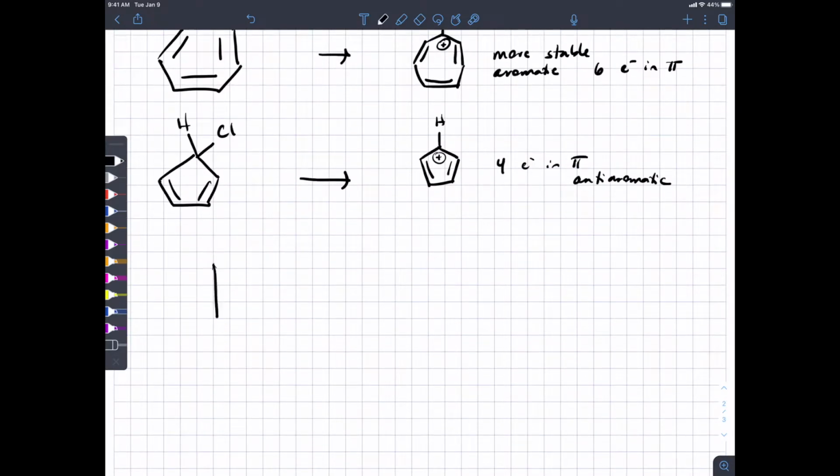cyclobutadiene. Remember, I told you this was normally so unstable that you can only observe it at 4 Kelvin in a matrix of solid argon. So that's not something that most of us will ever have the chance to observe. But they put a precursor to cyclobutadiene inside this cavity. There's a hole in the middle of this molecule that another molecule can fit in.